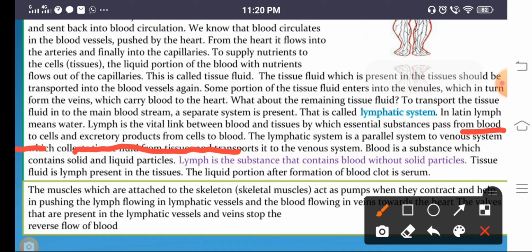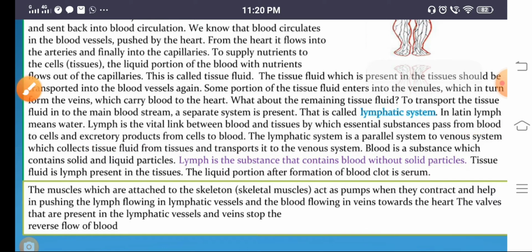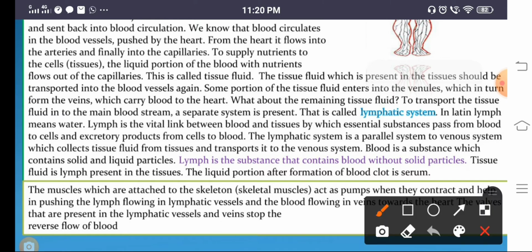So the lymphatic system is a parallel system to the venous system. The lymphatic system is the parallel system to the venous system, which collects tissue fluid from tissues and transports it to the venous system.